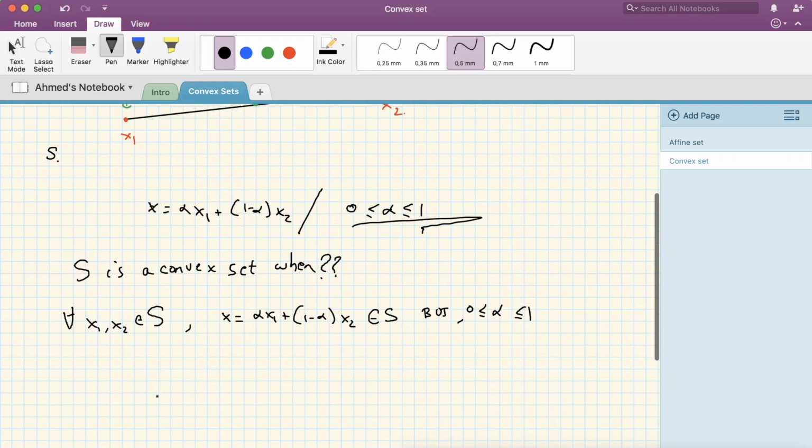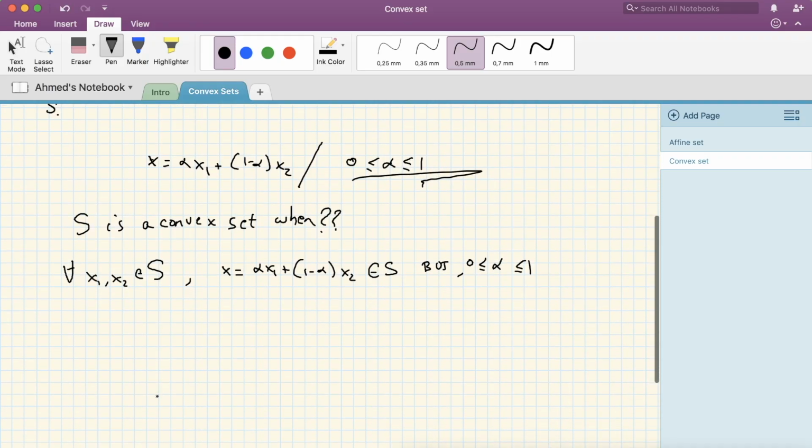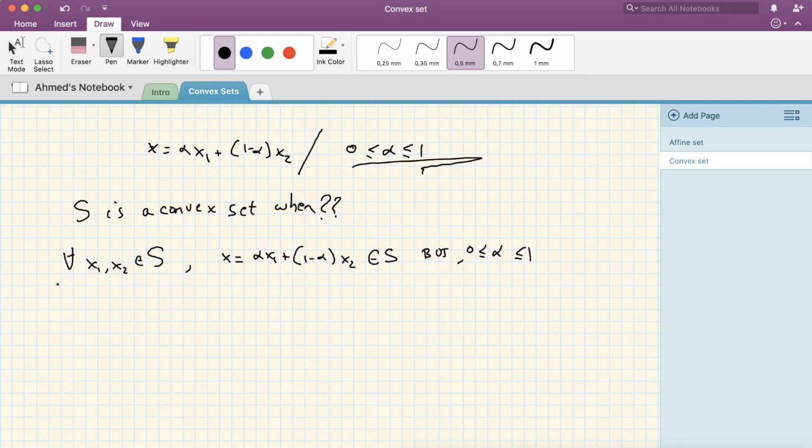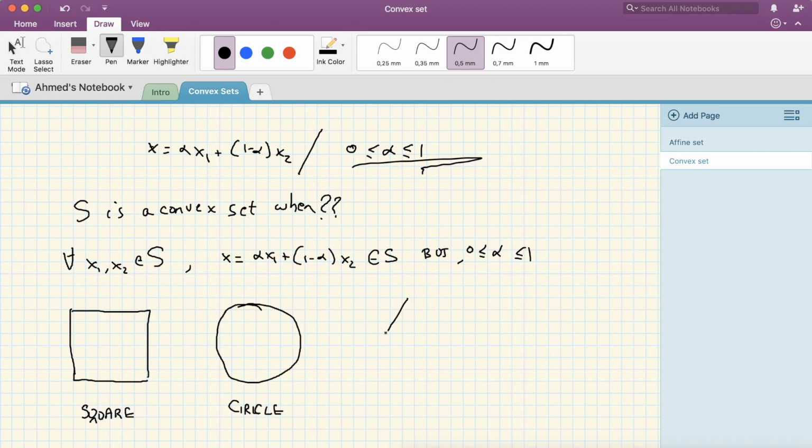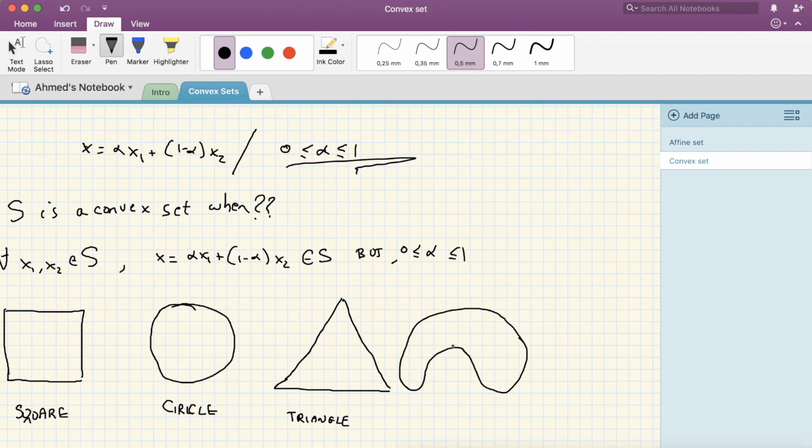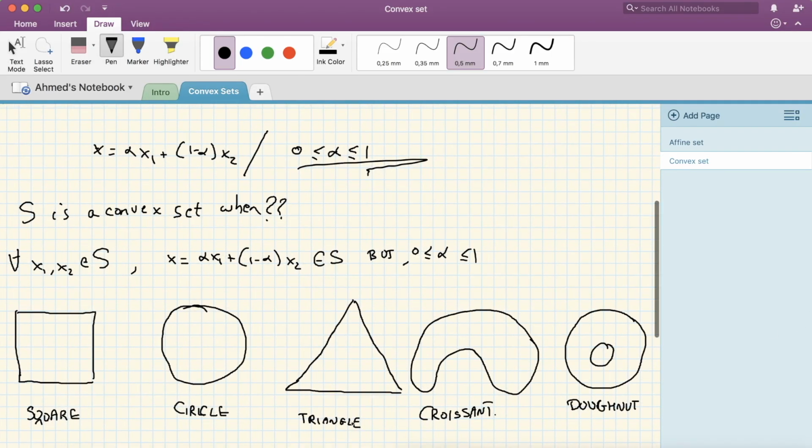Now, a nice geometrical way of seeing this is the following. Let me just draw some shapes right here. I'll draw a square, a perfect square. Let's say I have a circle, a triangle, a C-shaped set, which looks something like this. What else? Let's put a donut. So a nice way of seeing a convex set, first of all, of course, is that they're allowed to be closed, unlike affine sets, which span infinitely.